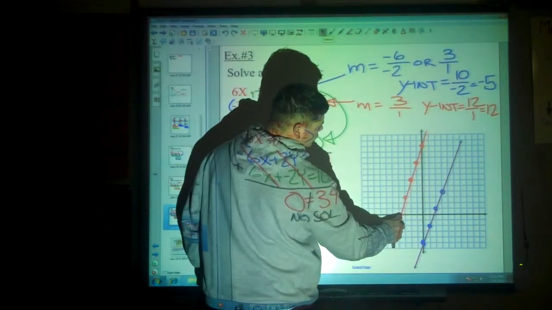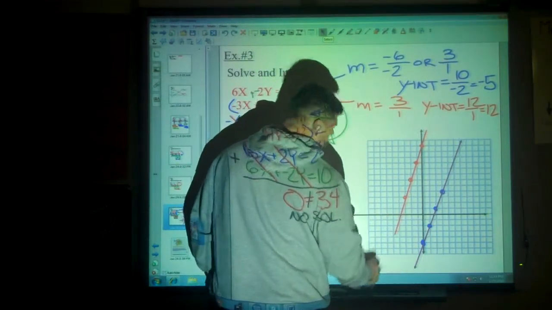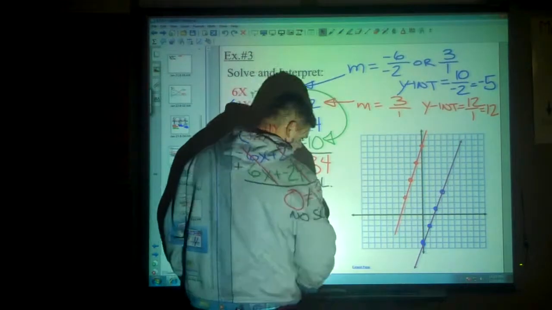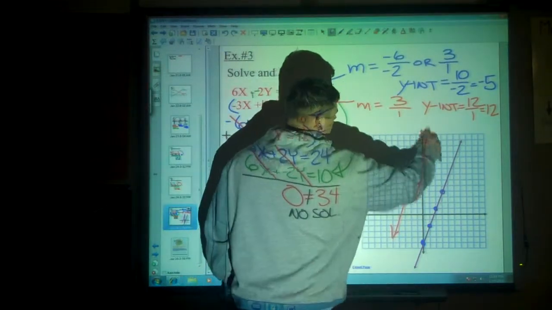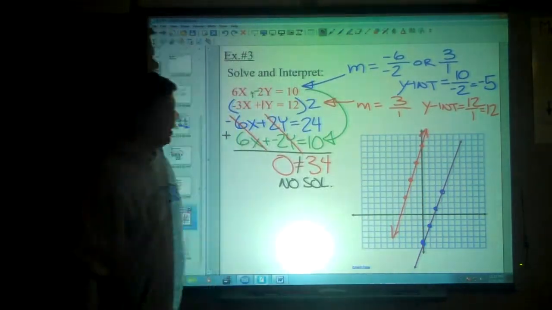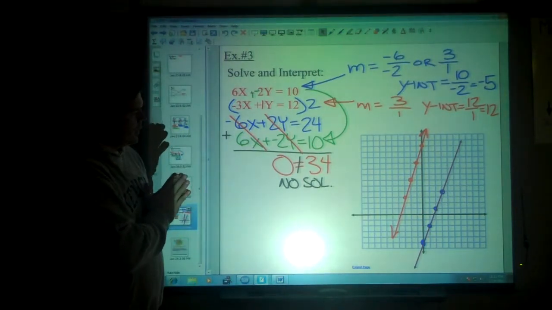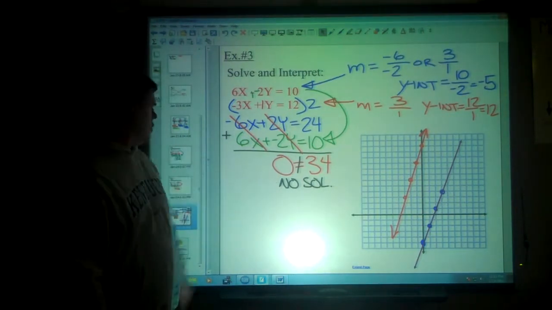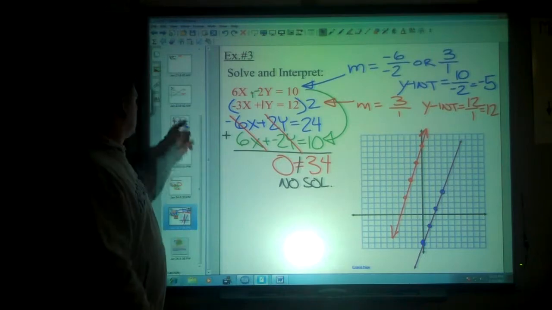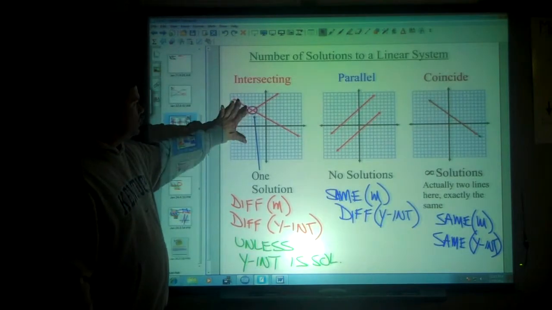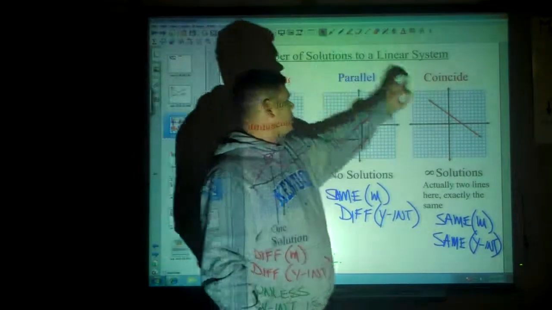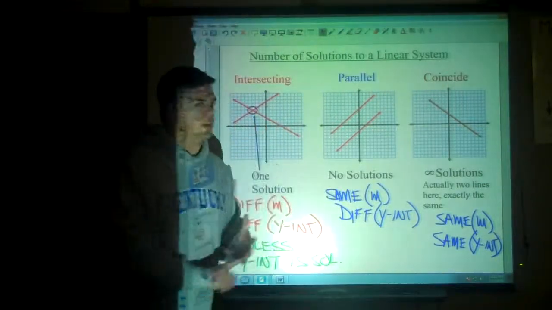As you look at the two graphs, it appears as if they are parallel and they will never cross each other. And because they'll never cross each other, they have no solution. So again, you can have one solution, no solutions, or a ton of solutions. One, none, or a ton. That's it.